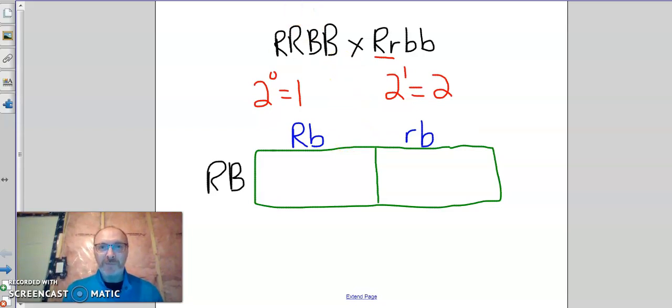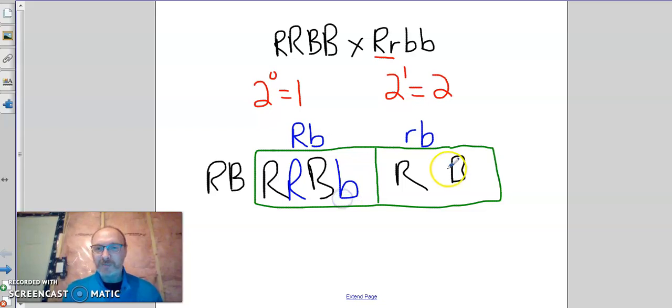Now all you have to do is drop the information in. So we got a big R and a big B, and a big R and a big B from the first parent, and then we have a big R, little b from the second parent, and a little r, little b as well. And you're asked now what's the genotypic and phenotypic ratio. The genotypic ratio is going to be 1 big R, big B, little b to 1 big R, big B, little b, so 1 to 1.